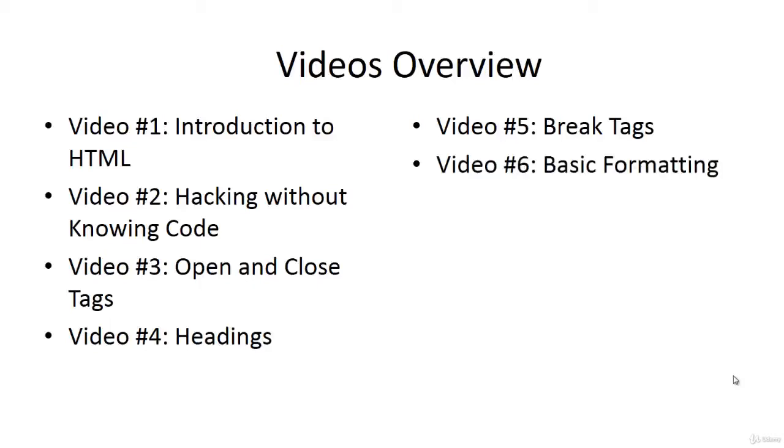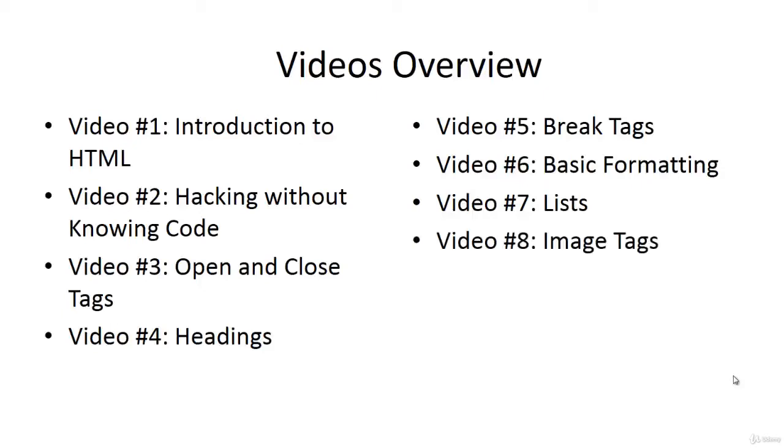Video number 6, we're going to talk about basic formatting: underlining, bolding, italicizing, things like that you are going to run into. Video number 7, we're going to talk about lists, unordered lists and ordered lists. How do you create these types of lists? Because this is something that you're going to want to do. And video number 8, we're going to talk about image tags and how to make them SEO friendly. And of course, video number 9, we're going to talk about hyperlinks.